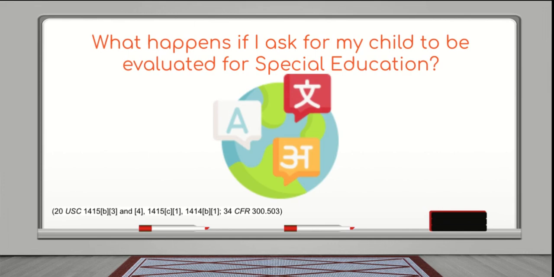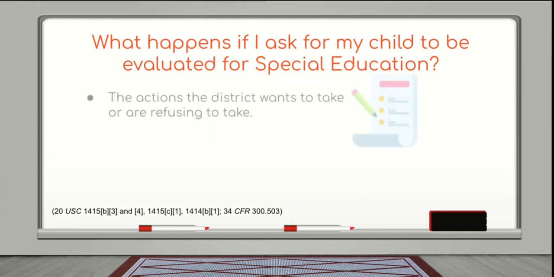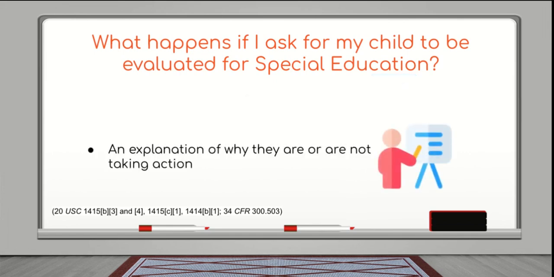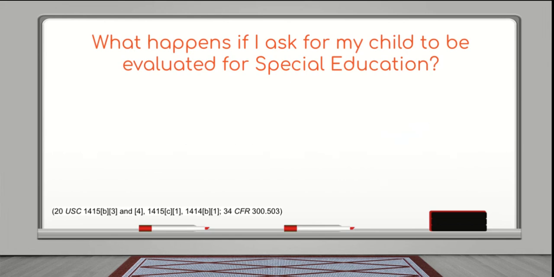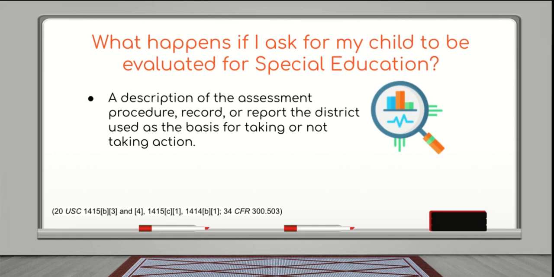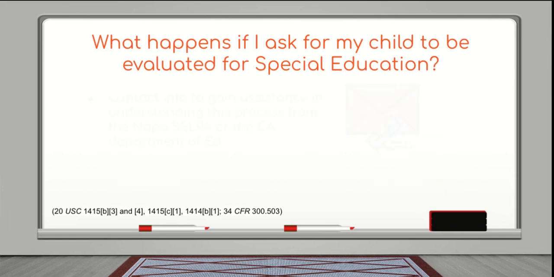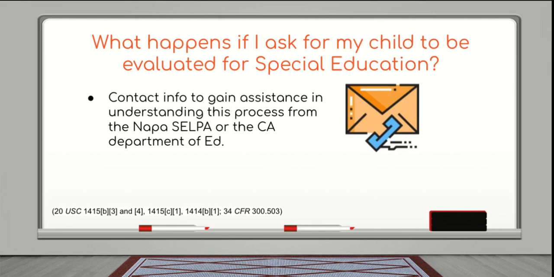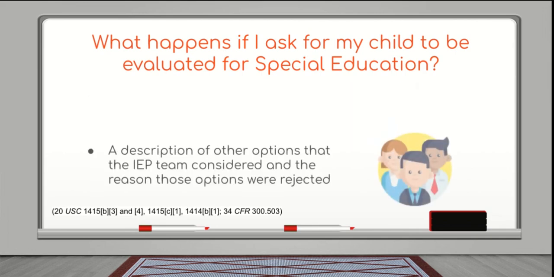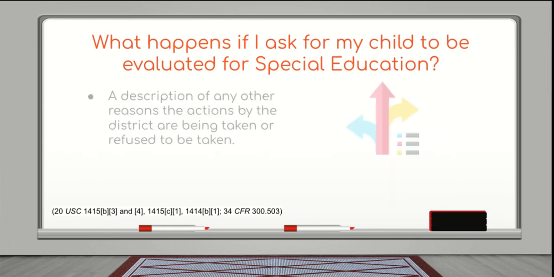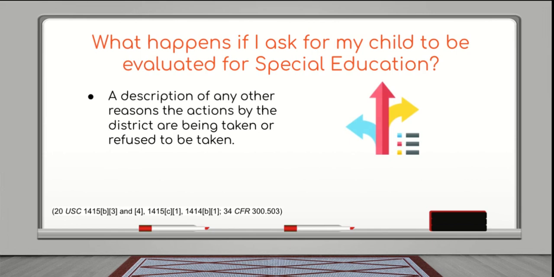When the district gives you the notice, it will include the actions the district wants to take or is refusing to take, an explanation of why they are or are not taking any action, a description of the assessment procedure, record, or report the district used as the basis for taking or not taking action, a statement that you and your child are protected under procedural safeguards, contact information to gain assistance in understanding this process from the NAPA-CELPA or the California Department of Education, a description of other options that the IEP team considered and the reason those options were rejected, and a description of any other reasons the actions by the district are being taken or not being taken.